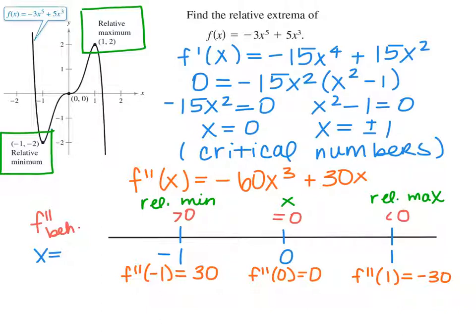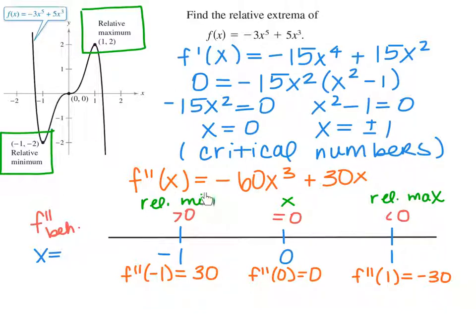The next thing I'm going to do is take my second derivative, and all I do there, I don't set it equal to 0. I'm going to do my second derivative test. I'm going to take those critical numbers I found here, plug in negative 1, 0, and 1 into the second derivative and see what I get as far as the behavior goes.